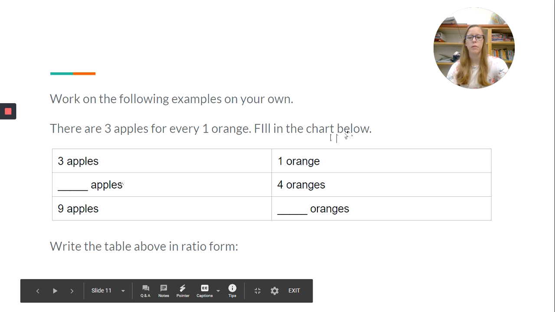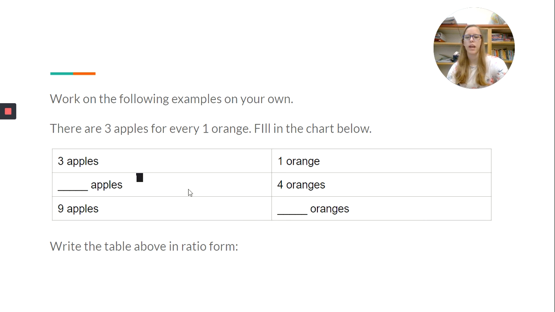So if we have 3 apples to 1 orange, how many apples do we have to 4 oranges? Well, we have 12 apples for 4 oranges. And then if we have 9 apples, how many oranges do we have? Well, we have 3. So we have 3 apples to 1 orange, 12 apples to 4 oranges, and 9 apples to 3 oranges. All of that can go back right here to this 3 apples to 1 orange.